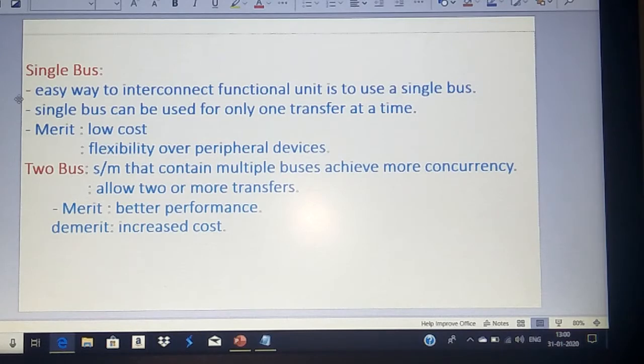Then single bus. Single bus is an easy way to interconnect functional units, and here single bus can be used only for one transfer at a time. One merit of single bus is low cost and flexibility over the peripheral devices. Then two bus, systems that contain multiple buses achieve more concurrency and allow two or more transfers. Merit is better performance and demerit is increased cost. So one difference between single bus and two bus is single bus allows only one transfer at a time and two bus allows two or more transfers.